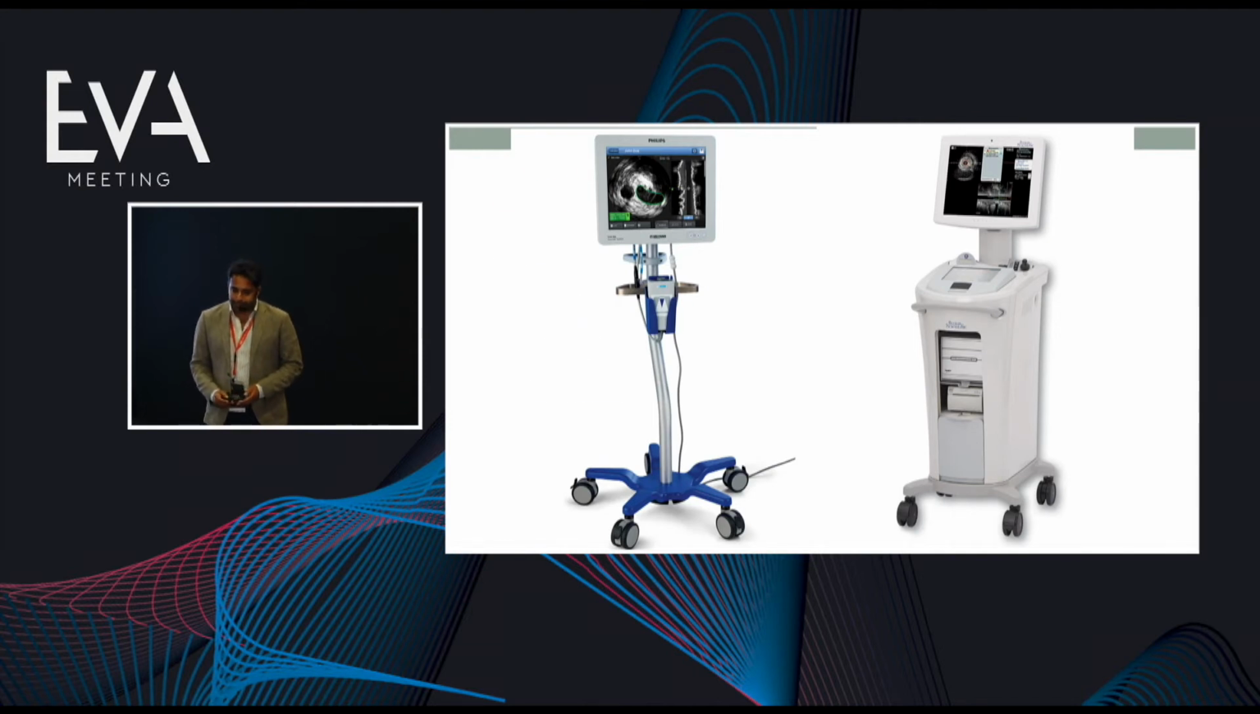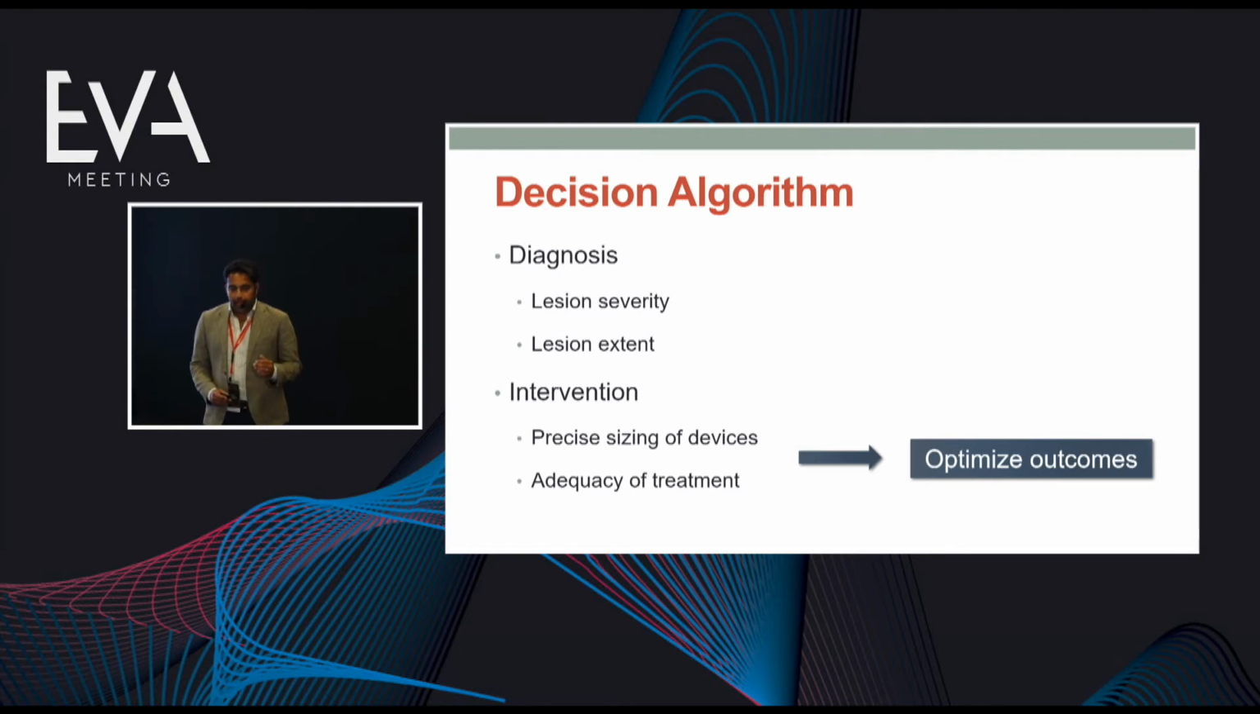So really how it plays into the algorithm of the decision-making process in terms of the diagnosis, it gives us very accurate assessment of the lesion severity and importantly of the lesion extent. And when it comes to the intervention, it allows us to precisely choose the sizes of the devices that we need to use, be that a balloon or a stent, and assess following treatment the adequacy of treatment. And I think these are really important factors which play into optimizing our outcomes from treatment.